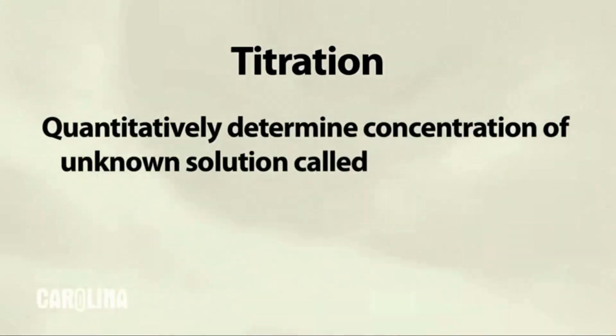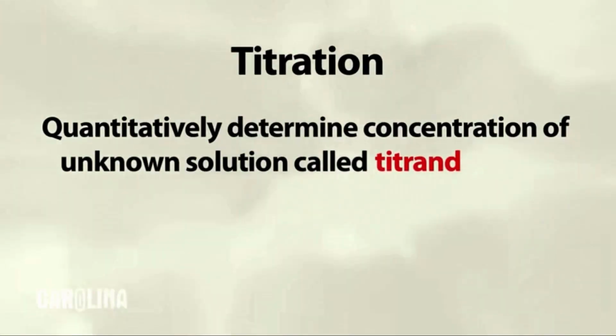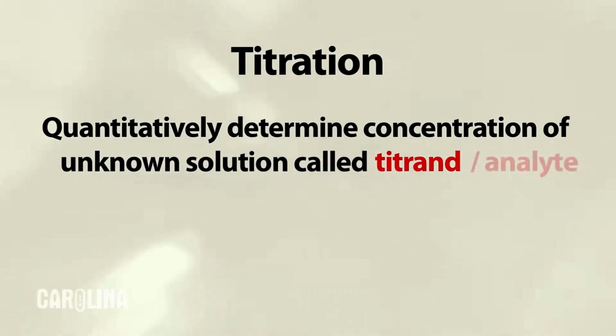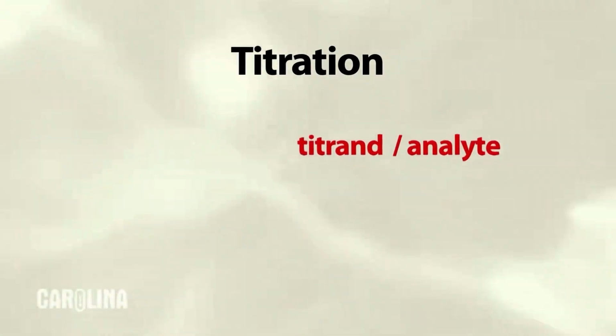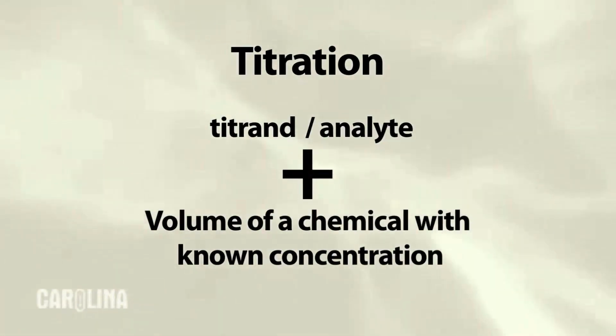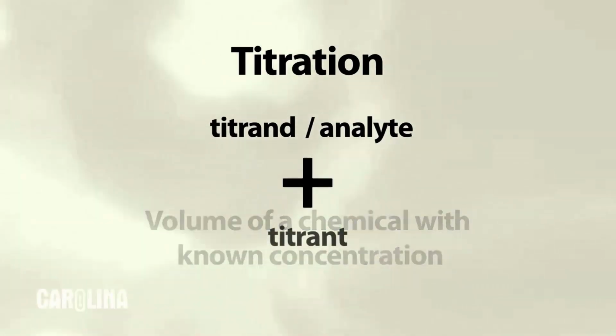The purpose of a titration is to quantitatively determine the concentration of an unknown solution, commonly called the titrand or analyte, by adding a volume of a chemical with a known concentration called the titrant. To mark the endpoint of a titration, an indicator is added to the analyte.